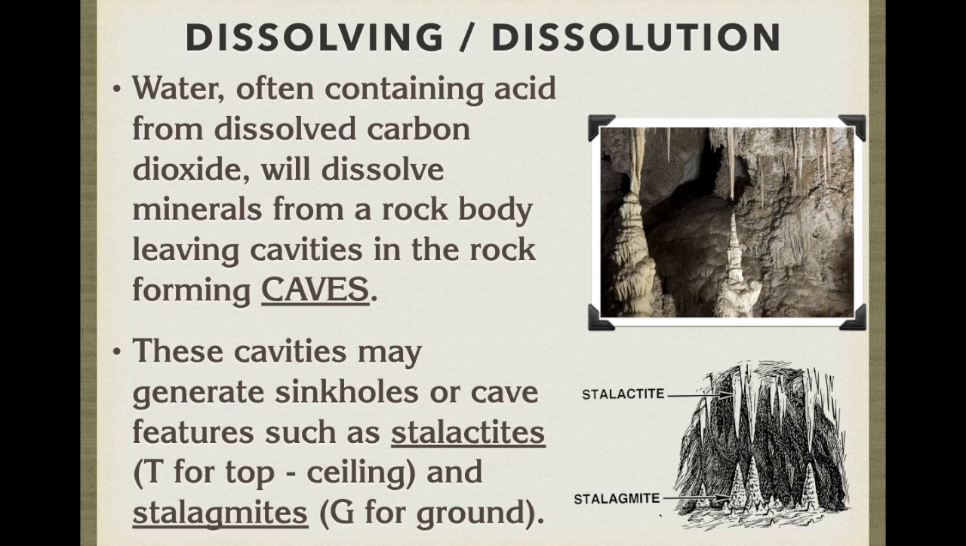So when the little drop hits the ground, okay, those minerals that are still in the water start to also form, and they start building up as each drop hits that little piece. And then you have this little stalagmite, this tooth coming up from the ground. So remember, stalactite, C and T for ceiling and top, stalagmite, G for ground.